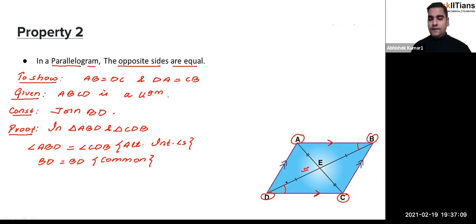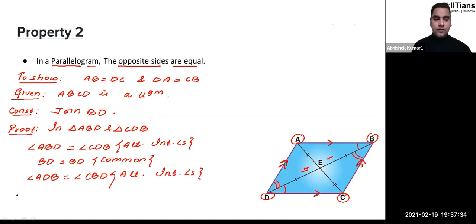Apart from this, this angle will be equal to this angle, again corresponding angles, because DA is parallel to CB and this line is a transversal. So you have angle ADB equals angle CBD. The reason is the same, alternate interior angles. So we can say that triangle ABD is congruent to triangle CDB by the ASA rule.